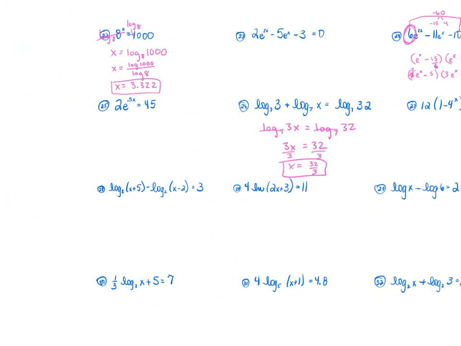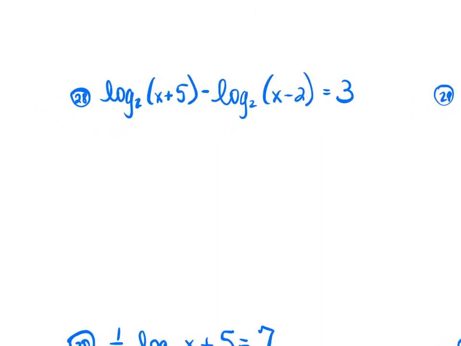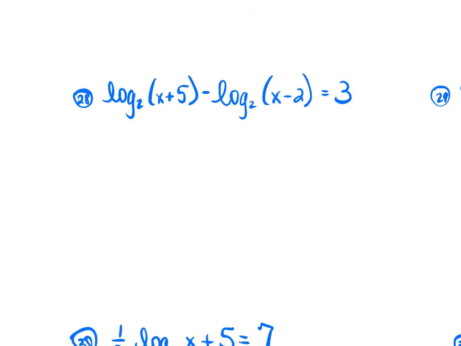All right, 28. What do we do first here? Condense. So what do we get when we condense on the left? Log 2 of x plus 5 divided by x minus 2. Since we're subtracting, we divide. So log base 2 of x plus 5 over x minus 2 is equal to 3.